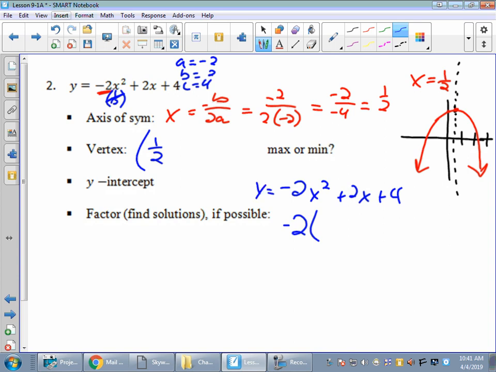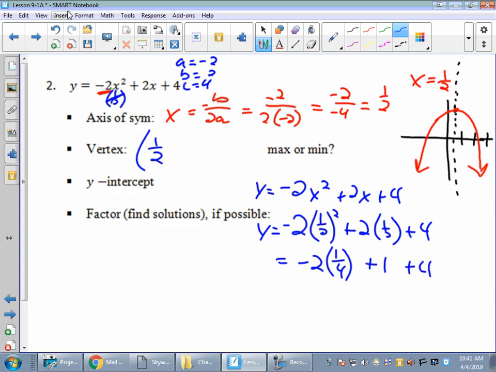So y equals -2 times 1/2 squared plus 2 times 1/2 plus 4. Okay, so that's going to keep going here. We're going to equal -2 times 1/2 squared. Remember, we have to square both of those. 1 squared is 1, 2 squared is 4. So 2 times 1/4. And over here I've got 2 times 1/2, which is going to be 1, and then plus 4.